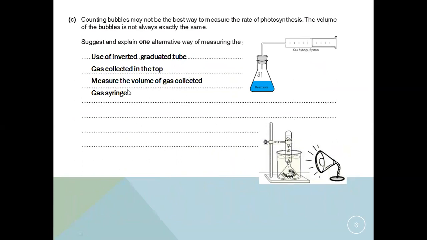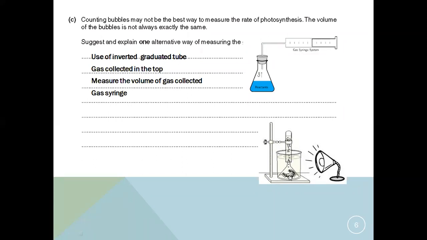Now look toward here. Suggest and explain one reason why counting bubbles may not be the best way to measure the rate of photosynthesis. The volume of a bubble is not always exactly the same. Suggest and explain one alternative way of measuring that. You can use an inverted graduated tube, like here, this inverted tube.